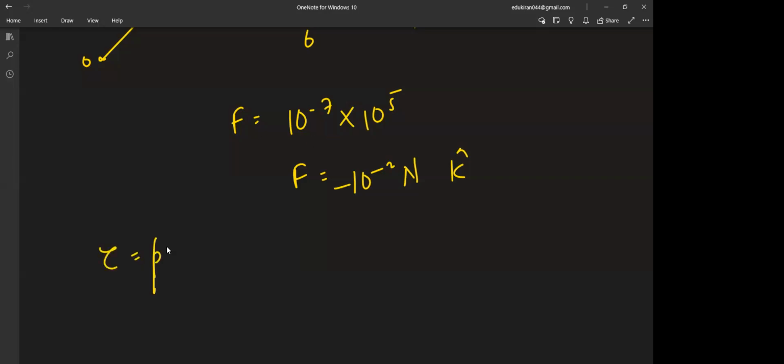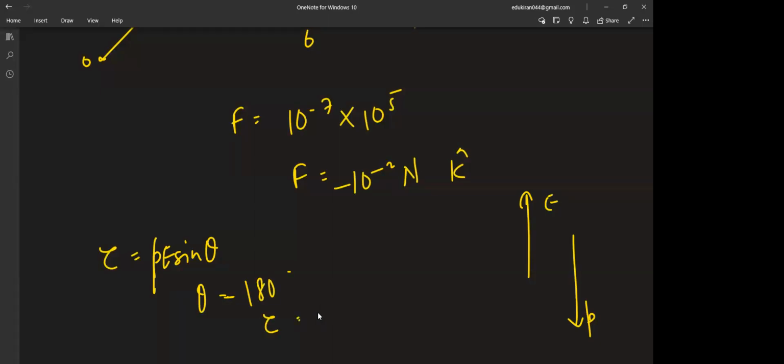When we are talking about torque, P E sine theta, what is the angle over here? Dipole moment and electric field are acting exactly opposite to each other. So the angle between them is 180 degrees. So torque will directly be 0 without any calculations.